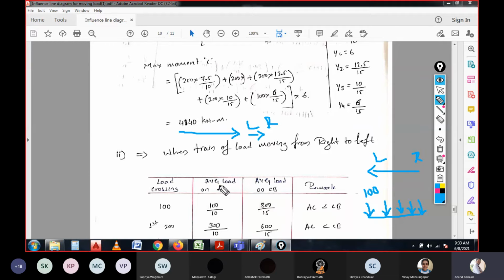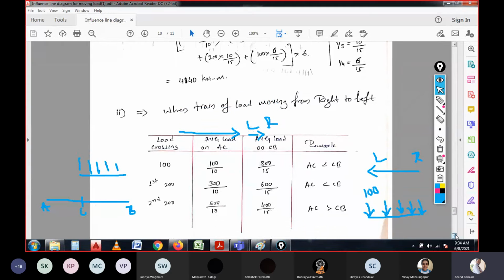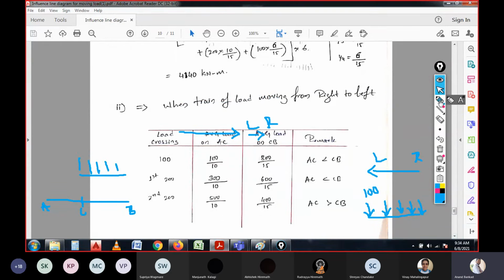And with the same concept, if you consider the section C, again we need to cross the series of loads one by one. On the span of AC like this, how much load is there on the span of BC and AC, that is what we need to know to get the maximum bending moment here. So again I would like to take this table.